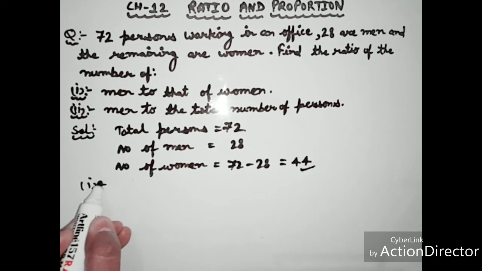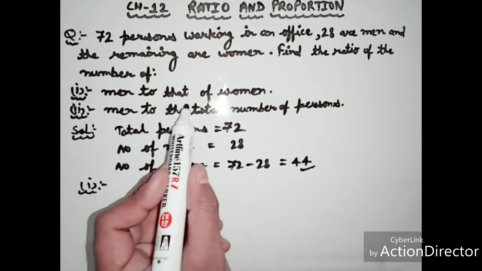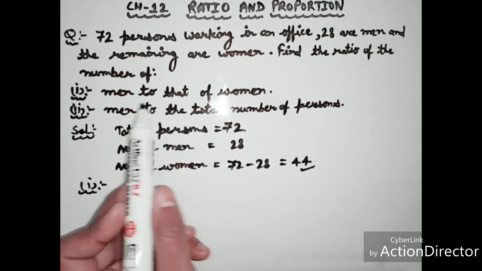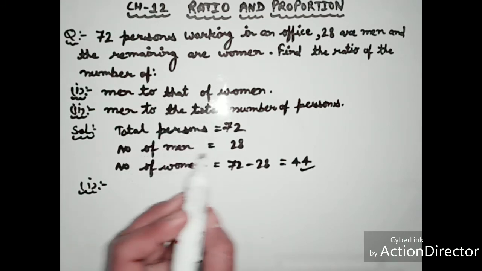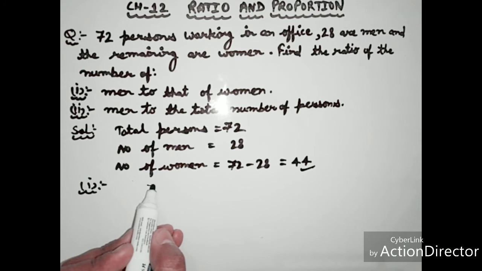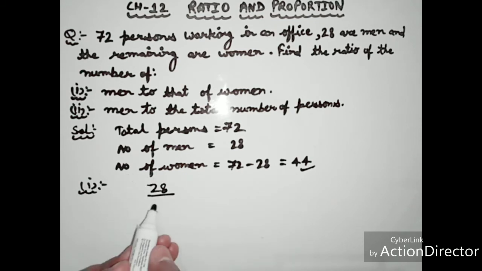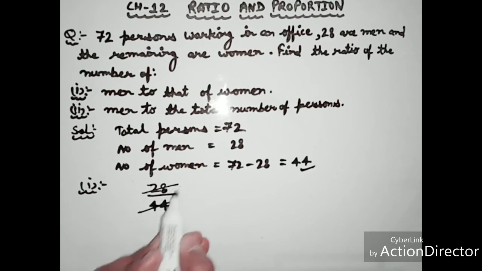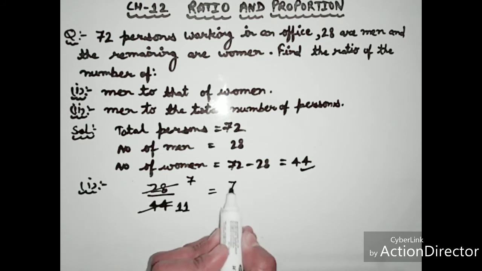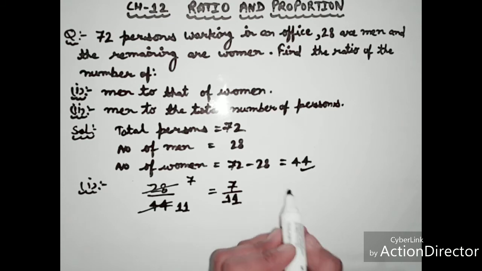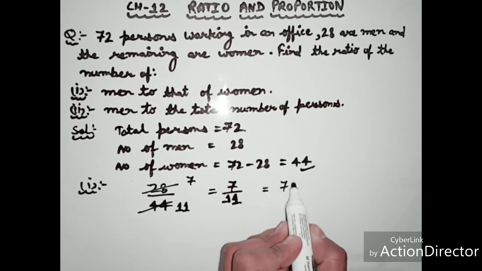Now we solve first, men to that of women. Here we find the ratio of men to that of women. So the number of men is 28 and the number of women is 44. So when we divide these two numbers we get 7 upon 11. And we write in ratio form 7 ratio 11.